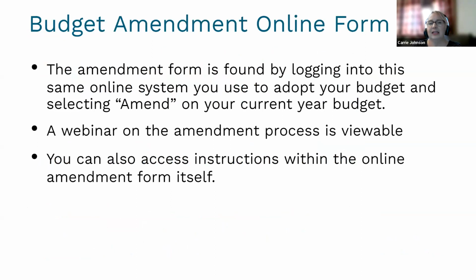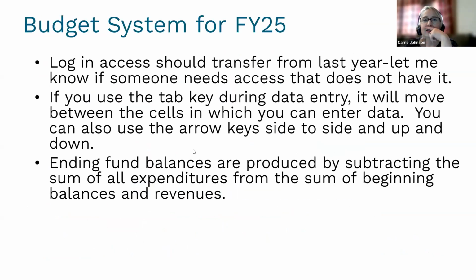And the amendment form itself is part of the online system. Essentially, you'd go pull up your current year budget, and beside that current year budget, you'd click an amend button. That would then generate the one-page form you need to amend your budget. So that's sort of the gist of the budget process.